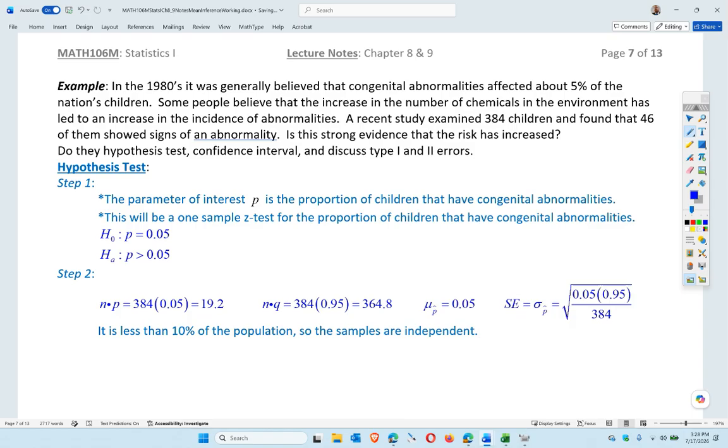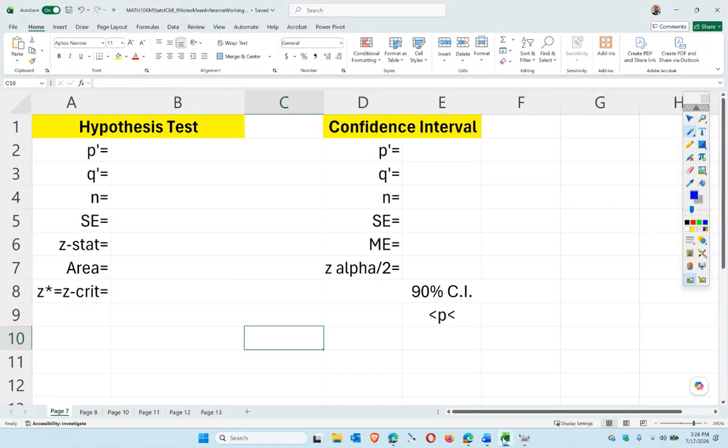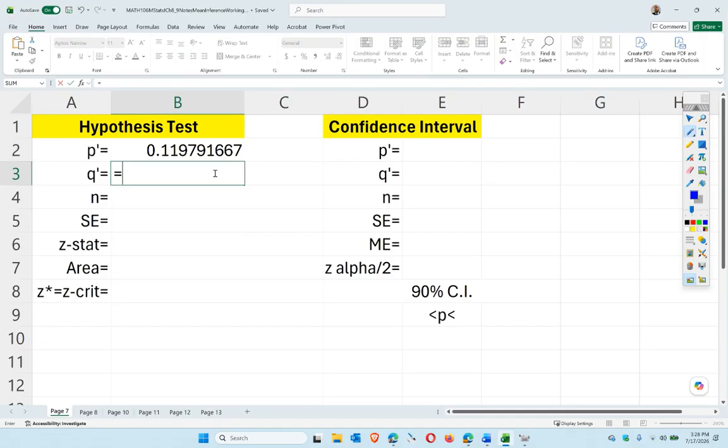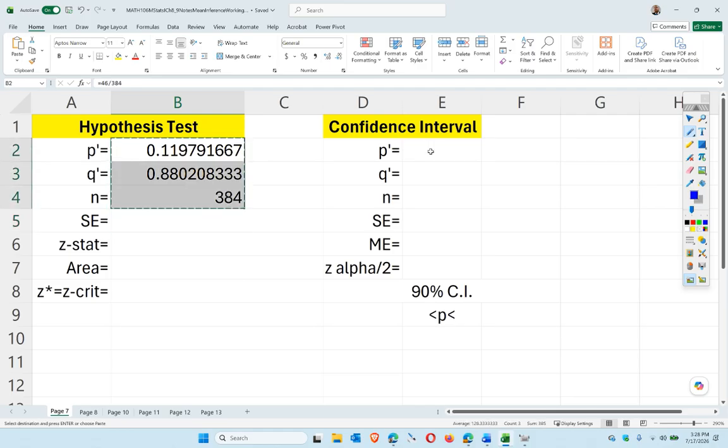Okay, step 3 of the hypothesis test. The p-value for the hypothesis test was 46 out of 384, and the q would be 384 minus 46 out of 384. The number of values is 384 in the sample. And this would be the same for the confidence interval.